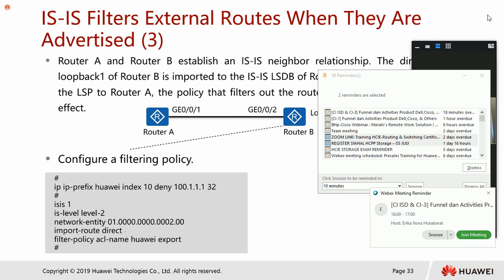So the import route direct still remains. You import everything and you filter this only. IP prefix Huawei index 10, 100.1.1.1 32, filter policy ACL number Huawei export. Okay. So when I'm generating this LSP out, I filter already. So this LSP will not be generated for 100.1.1.1. It will not be sent to router A.